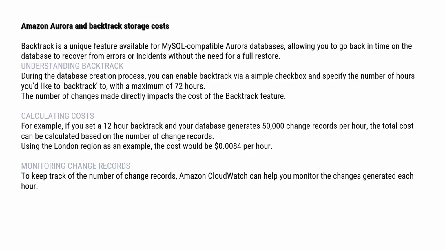The number of changes made directly impacts the cost of the Backtrack feature. So for example, if you set a 12-hour backtrack and your database generates 50,000 change records per hour, the total cost can be calculated based on the number of change records. Using the London region as an example, the cost would be $0.0084 per hour. To keep track of the number of change records, Amazon CloudWatch can help you monitor the changes generated each hour. So with the Amazon Aurora Backtrack feature, you have the power to recover from incidents with ease while keeping an eye on the associated costs.